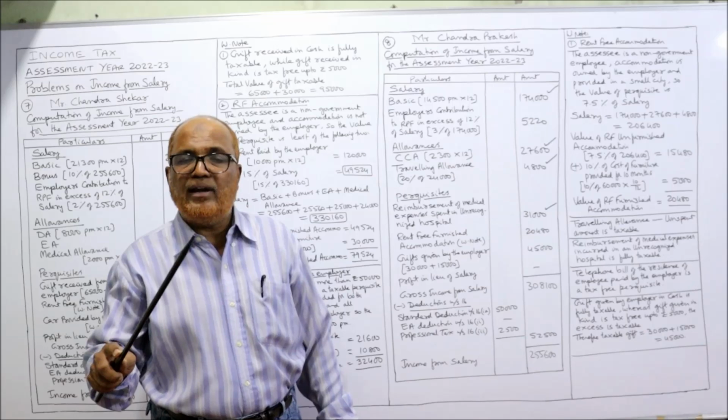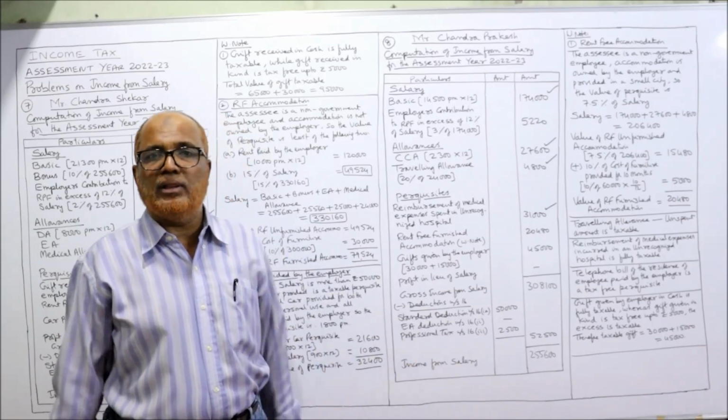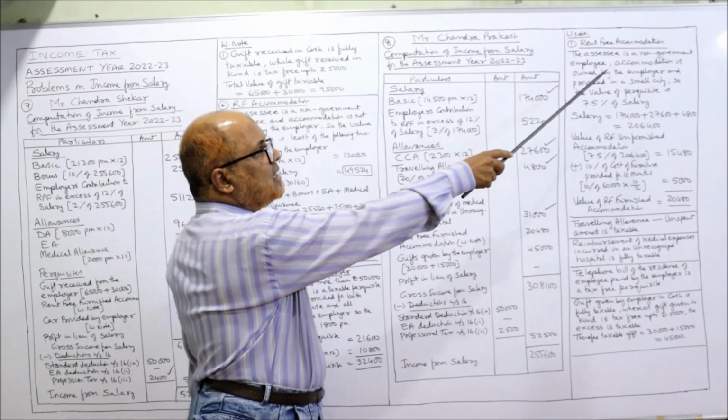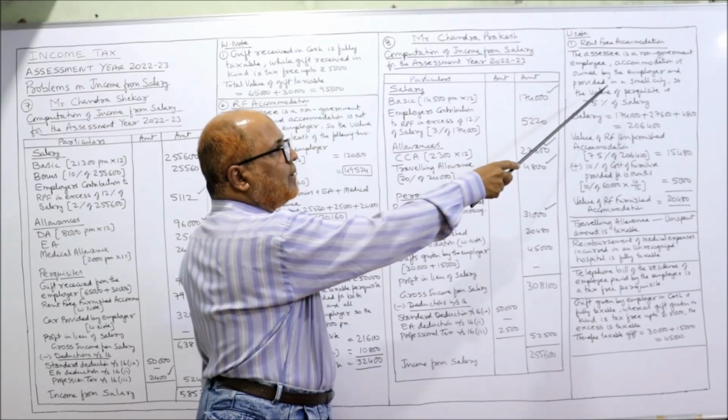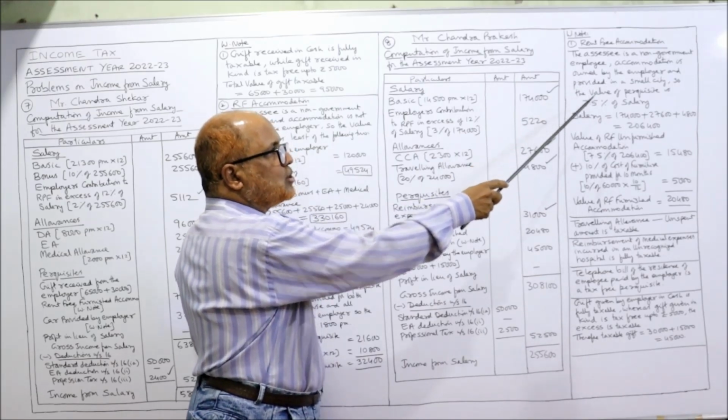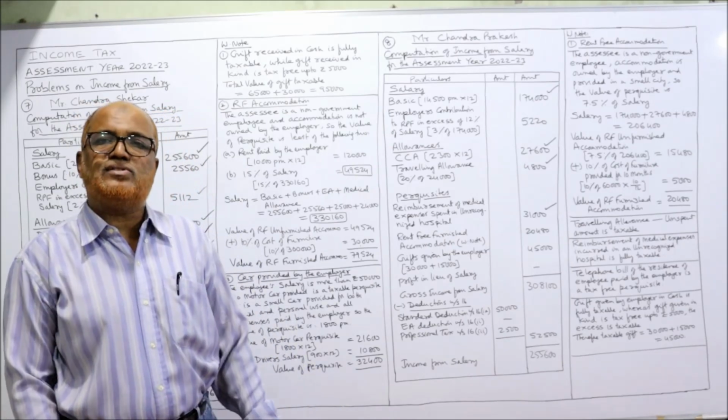In those, select the video of perquisite. You will find all these points. So the SSC is a non-government employee, accommodation is owned by the employer and provided in a small city, so the value of the perquisite is 7.5% of salary.